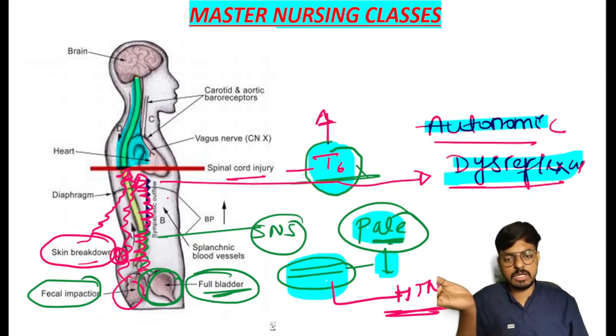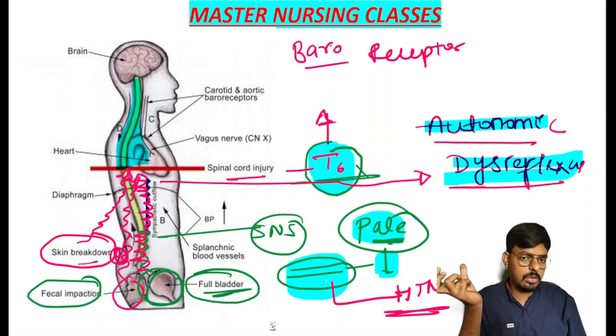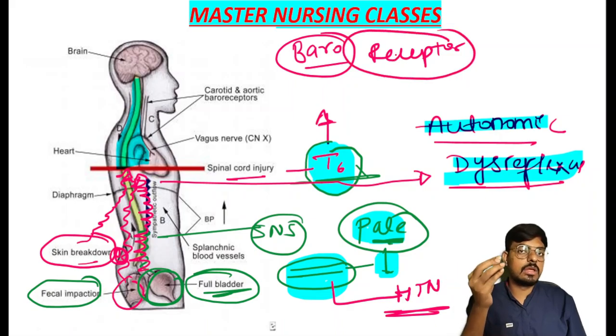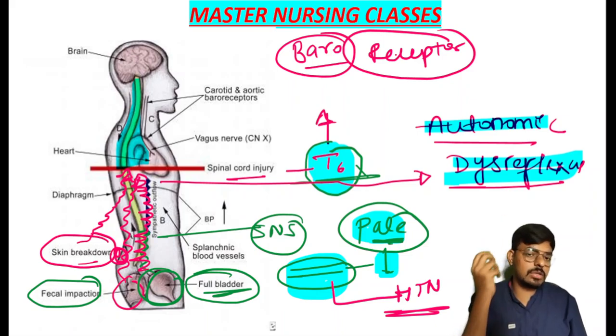Because of this increased blood pressure, the baroreceptors will take action here. What is a baroreceptor? Baro means pressure. Baroreceptors are pressure-identifying receptors. Some receptors are there in our arteries, in the carotid, and in the brain, that sense the pressure and send signals to the brain.